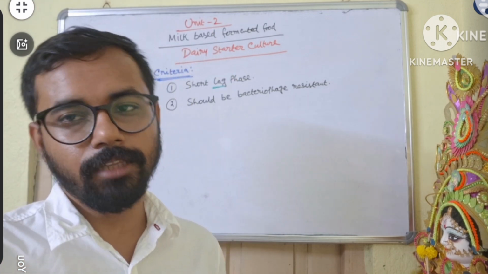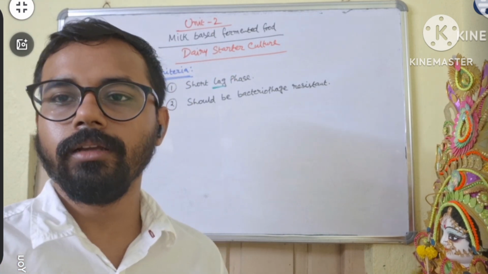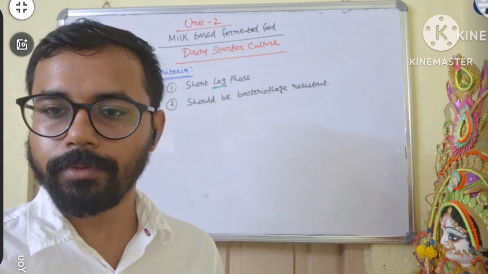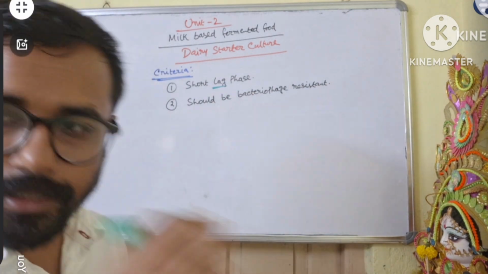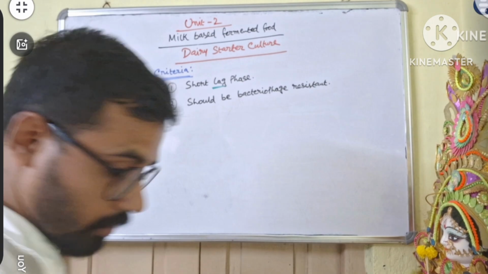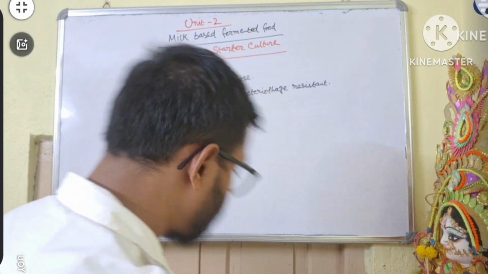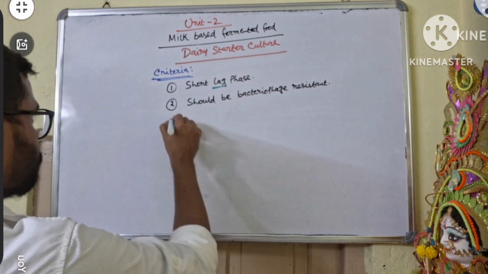At the time of fermentation, all bacteria are gone and no product is produced. Correct? So bacteria should be bacteriophage resistant. Correct? Number three point, criteria number three.